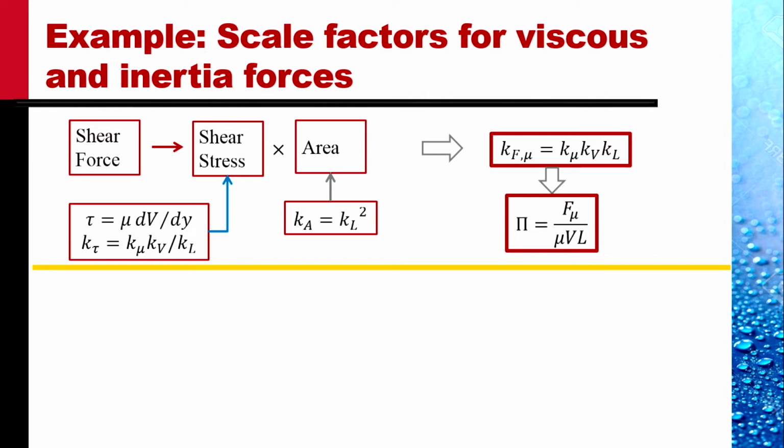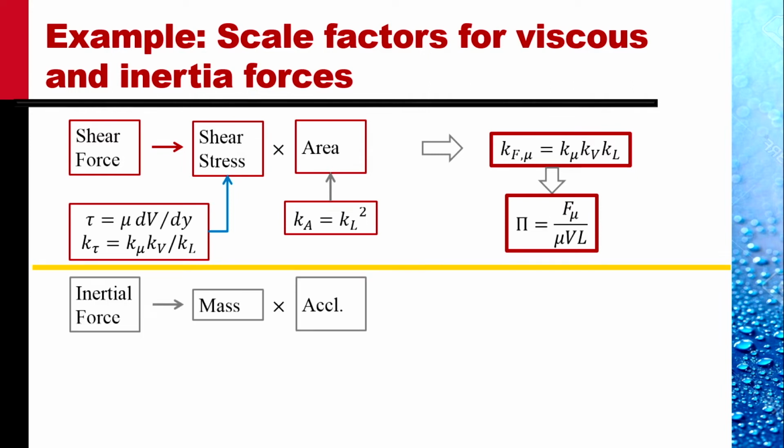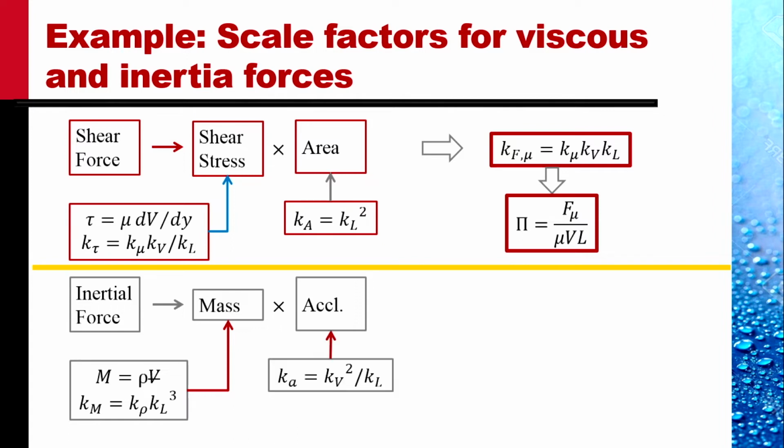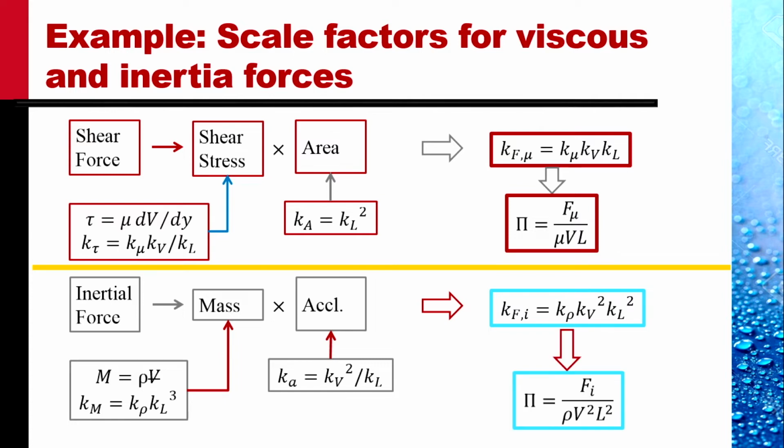Then we do for the inertial forces. And as before, the inertial forces are mass times acceleration. Mass is like rho times the volume. So K mass is like K rho times KL cubed. And acceleration in terms of V and L can be written as Ka is equal to Kv square divided by Kl, so that the relevant scale factor for the inertial force Kfi is K rho, Kv square, Kl square. And from this, we get a pi number Fi divided by rho V square L square.